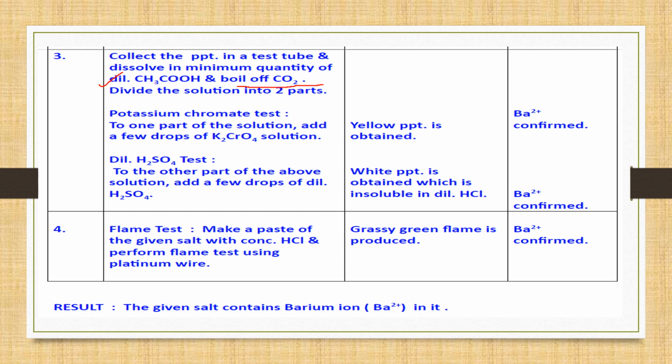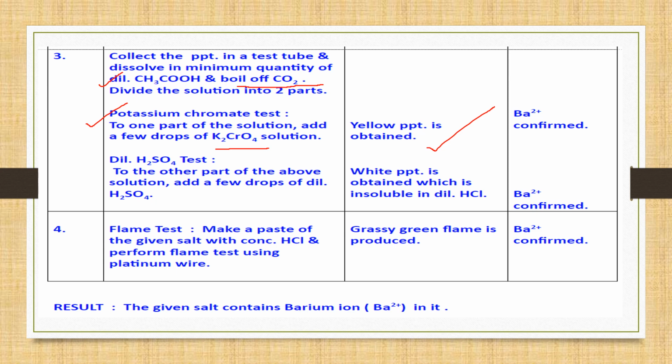First will be potassium chromate test. Be careful, it is potassium chromate, K2CrO4. It is not dichromate, that is K2Cr2O7. This is a very common mistake. So you have to take potassium chromate. To one part of the solution, you will add a few drops of potassium chromate solution and it will give you a yellow precipitate.